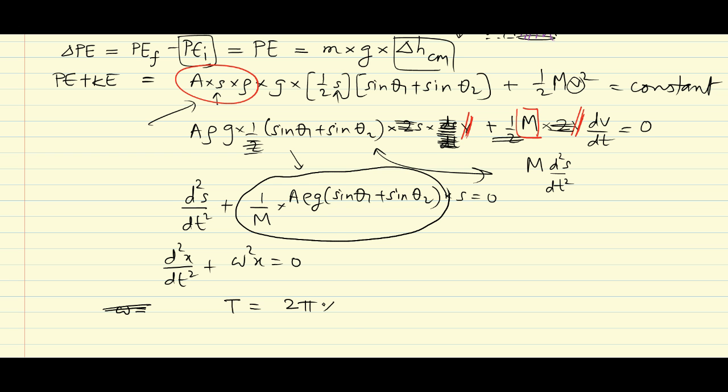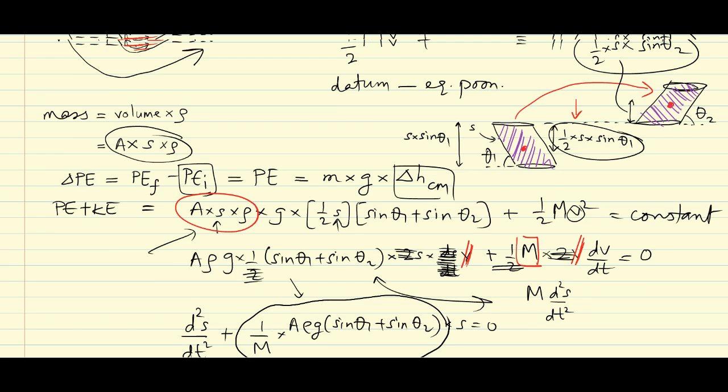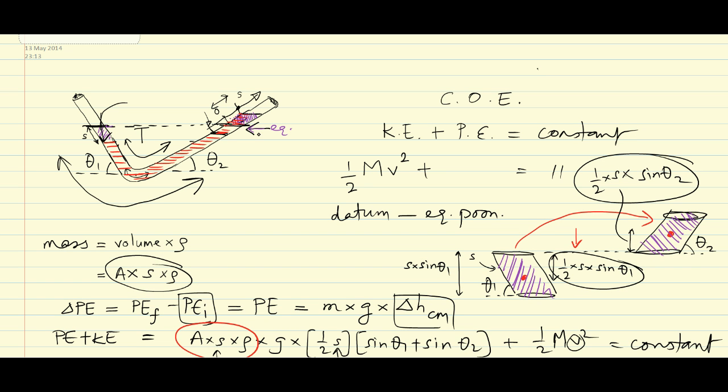So it's 2 pi multiplied by square root of the total mass of the liquid divided by area of cross section into density into gravitational acceleration times sine of theta 1 plus sine of theta 2. So what have we done? We have found the time period of oscillation of the top surface of the liquid in the right hand side column. It's going up and down like that with this time period.